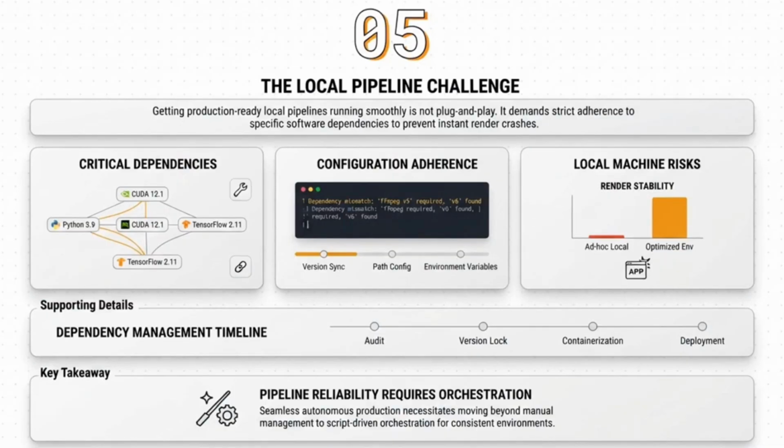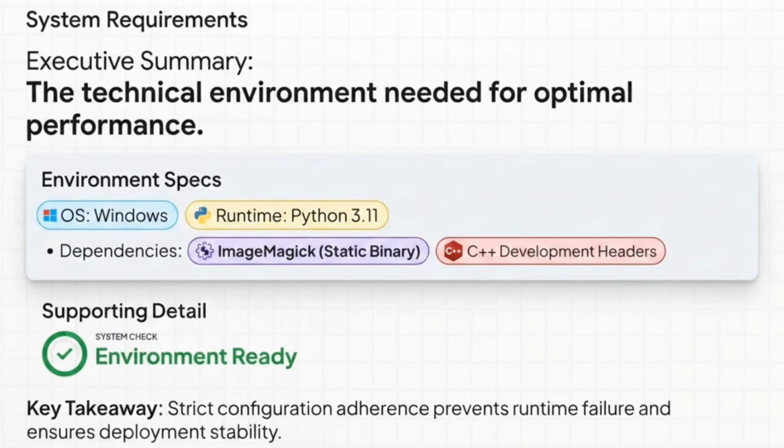But let's be real for a second. Getting this production-ready local pipeline running smoothly on your own machine isn't exactly just plug and play. You have to strictly adhere to some very specific software dependencies if you want to make sure your final render doesn't just instantly crash. These requirements are exact, and they absolutely matter.